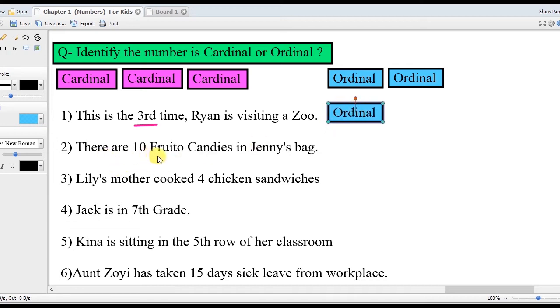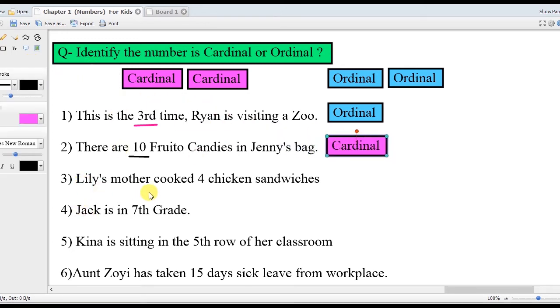Next, there are 10 Fruito candies in Jenny's bag. Focus on the word 10. There is no such order. It represents the amount of candies in Jenny's bag. So this is a cardinal number.